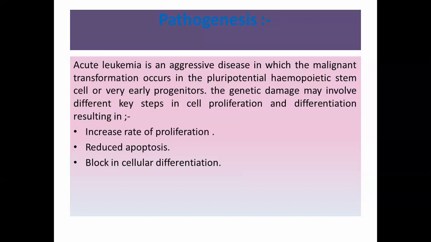On the other side, there will be increased proliferation and development of the malignant condition, or involvement of a blockage in cellular differentiation. This is the pathogenesis and how leukemia develops: either increased rate of proliferation, reduced rate of apoptosis, or block in cellular differentiation.